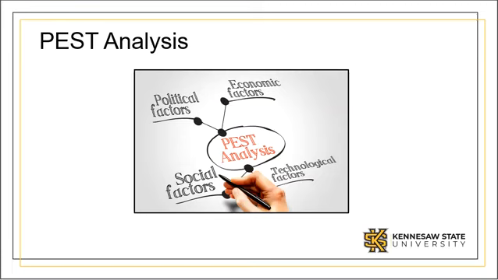PEST stands for political, economic, social, and technological. In PEST analysis, organizations continually monitor these four factors for any shifts in the market and adjust accordingly. These events can be very obvious or very difficult to detect. Frequent monitoring of these areas can aid in the discovery and understanding of corporate risks.